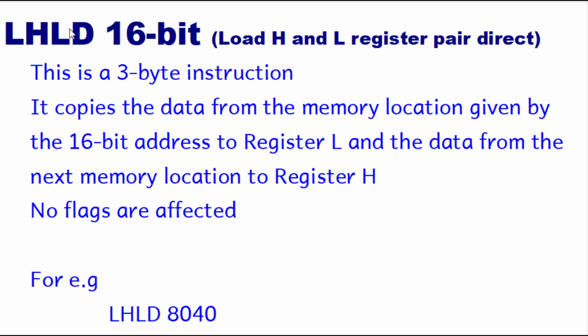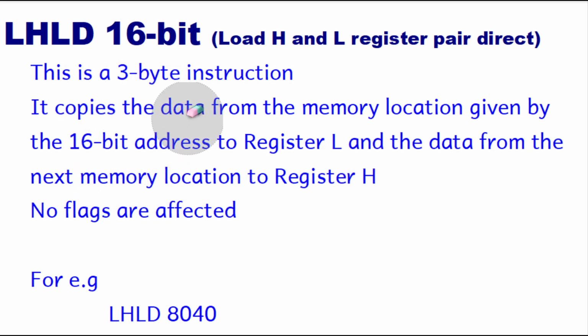So in this particular session we will study two instructions. The first is LHLD 16-bit, which is load H and L register pair direct. So what this instruction does, this is actually a 3-byte instruction. It copies the data from the memory location given by the 16-bit address to register L and the data from the next memory location to register H.